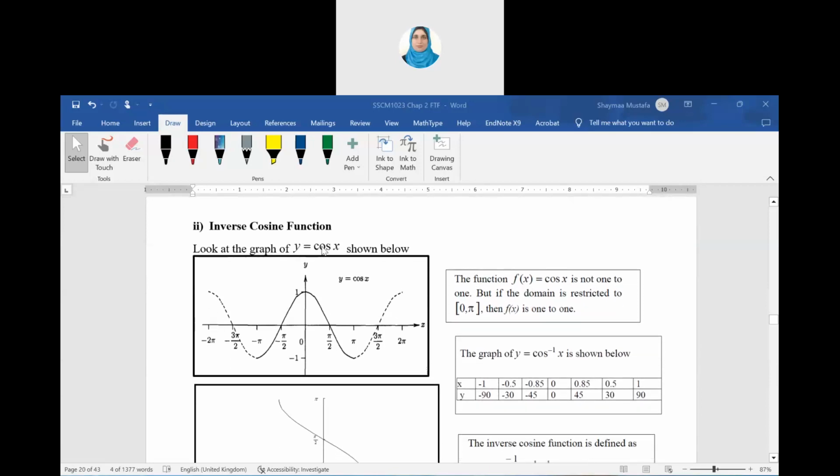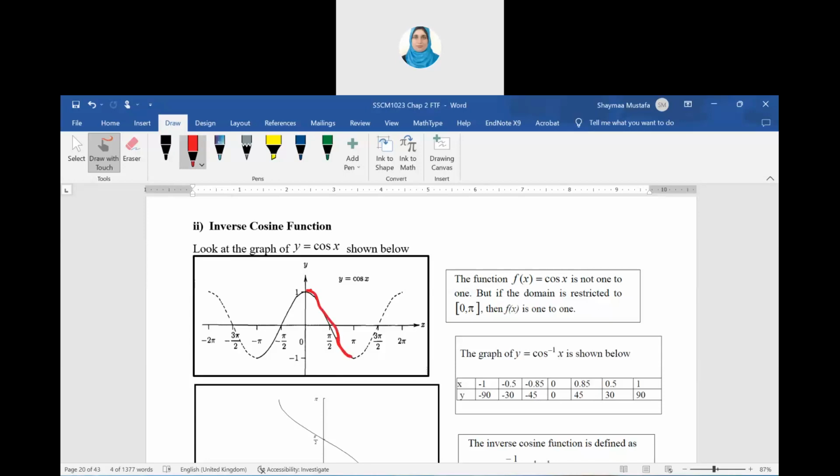This is the cos x. Cosine is not a one-to-one function over its domain. If you draw a horizontal line, it will cut the graph more than once. So we have to choose a domain that is one-to-one, then define the inverse. The only domain that is one-to-one starts from here, from 0 to pi.